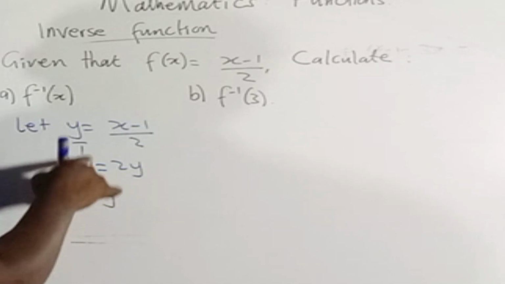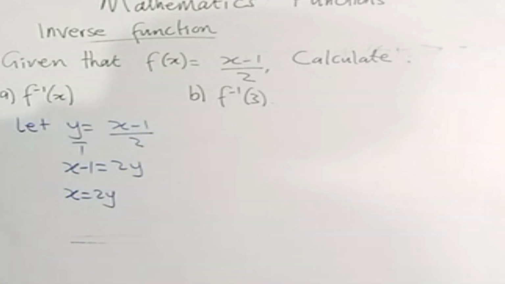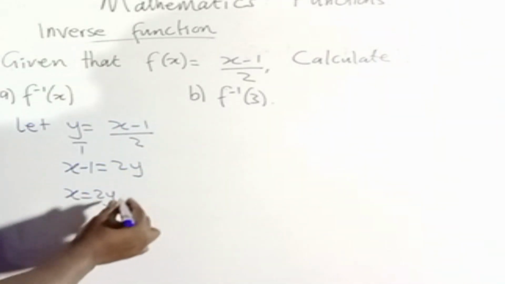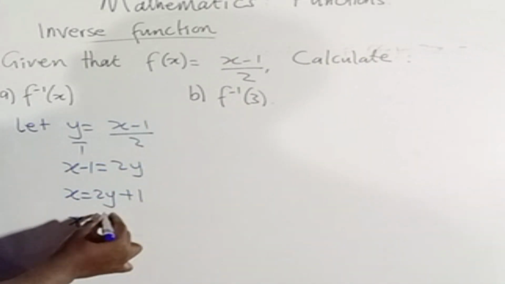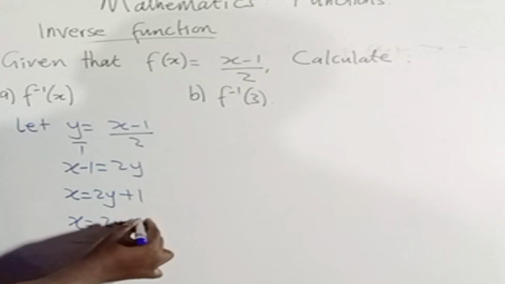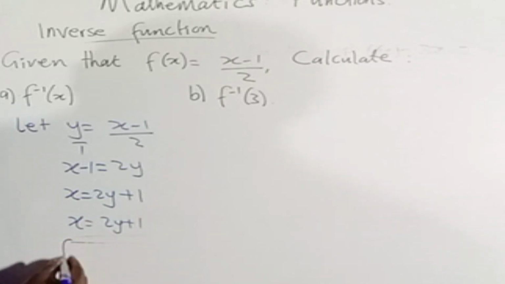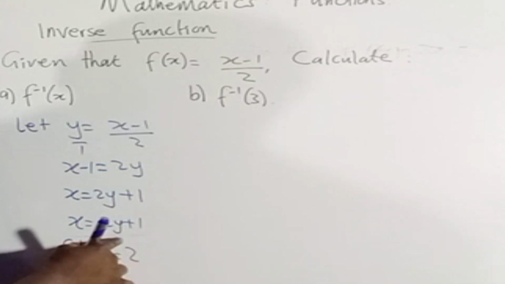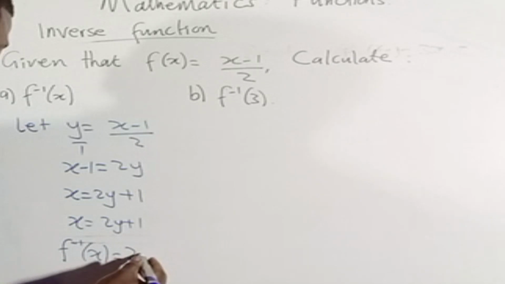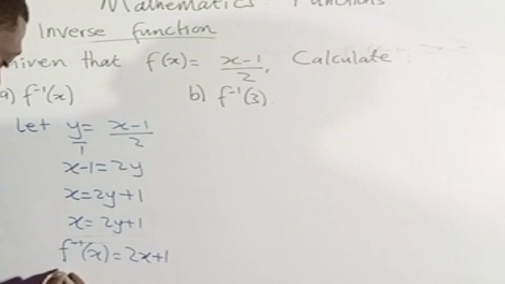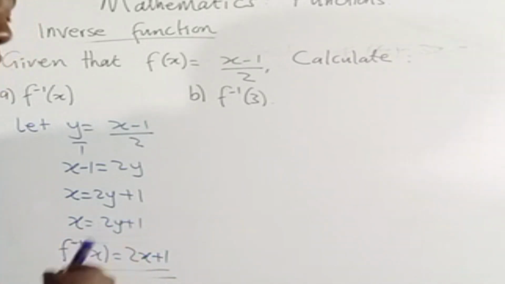So we say x is equal to 2y. We take negative 1 to the other side. Once it crosses the equal sign, what we get is a positive, so we say positive 1. Now x is equal to 2y plus 1. So we can say f inverse of x is equal to 2, where there is y, we substitute it with x, so 2x plus 1, and this is our inverse. You underline like this. Very simple.